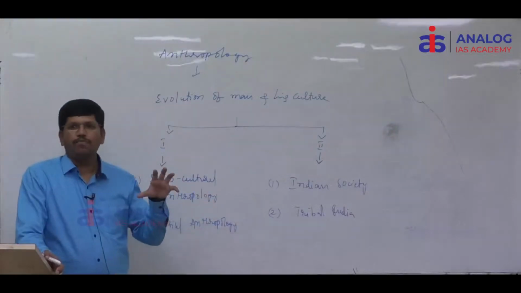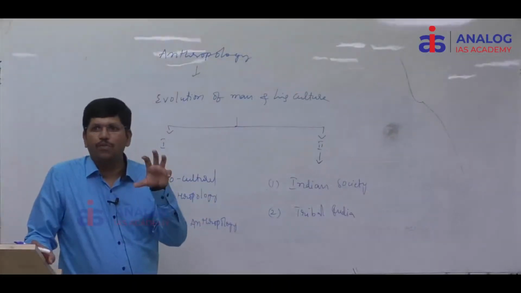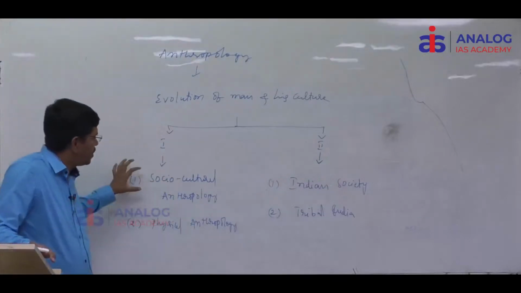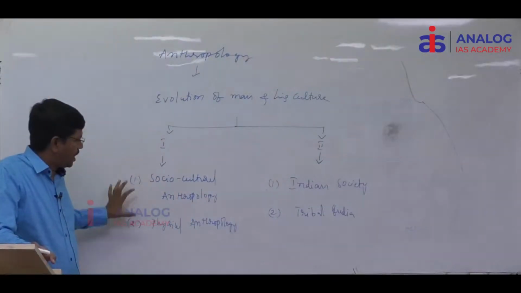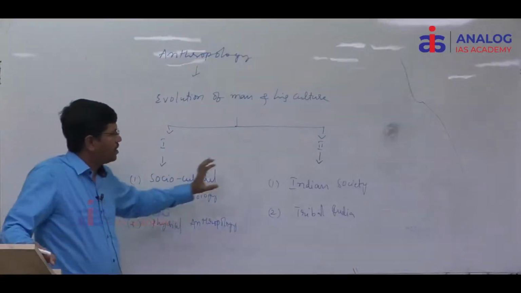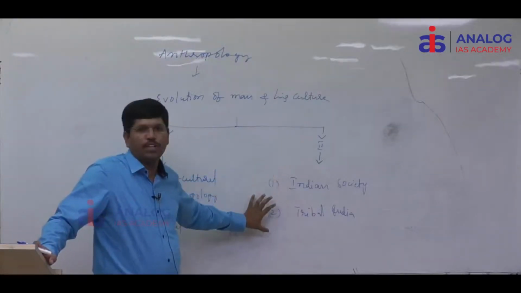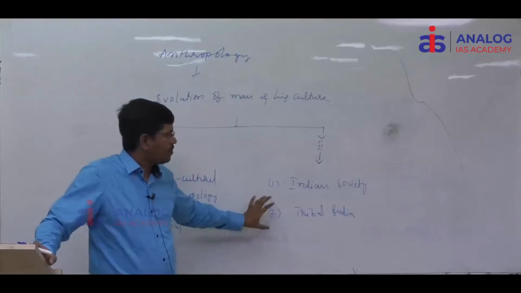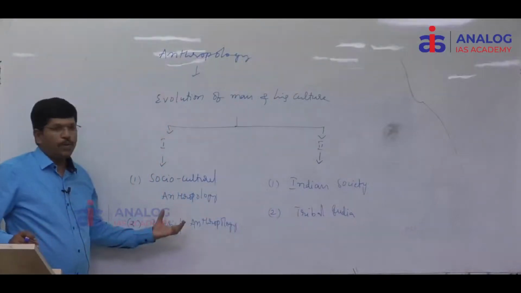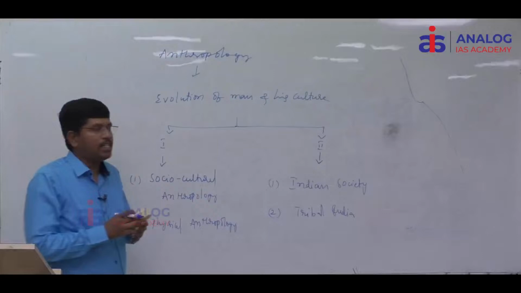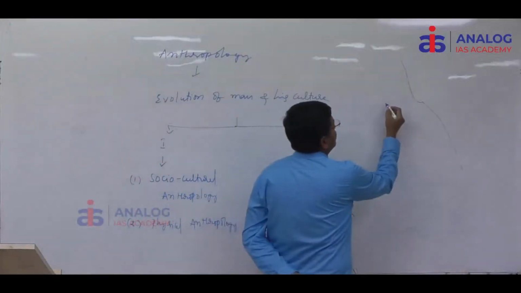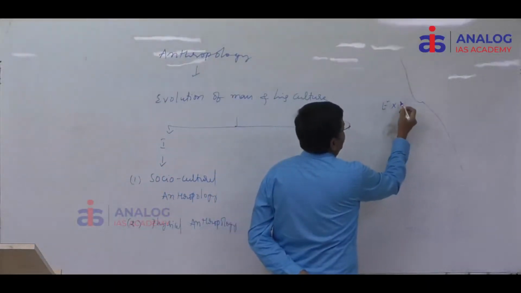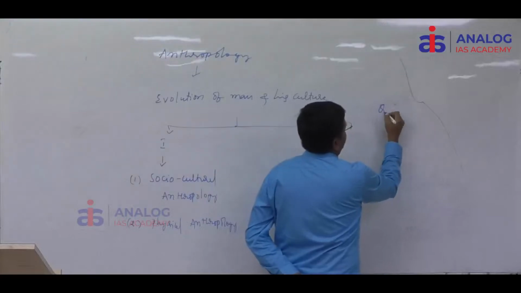Ultimately, we are going to study 4 fields or 4 sections of anthropology. One is socio-cultural anthropology, second is physical anthropology, third is Indian society, and fourth is tribal India. And before going into subject details, let us discuss the examination question paper pattern.